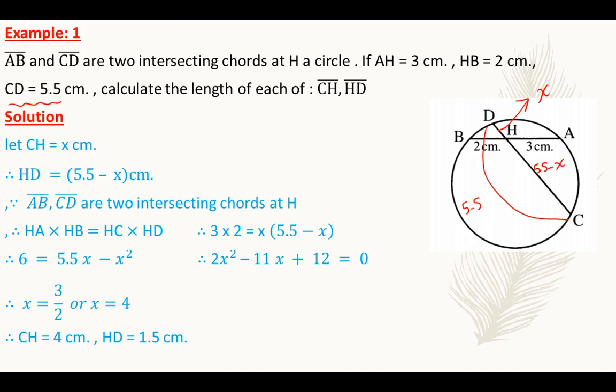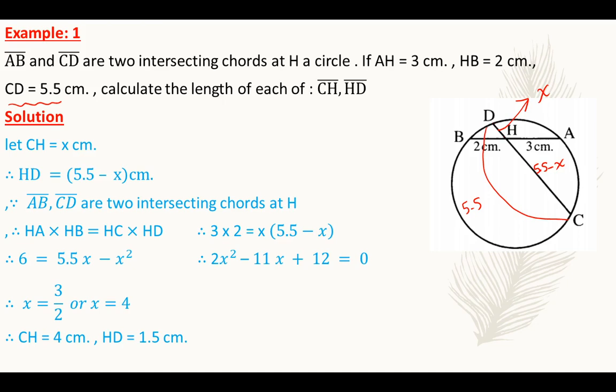So if DC, its length equals 6, and DH will be x, so HC will be 6 minus x. Again, if CD, its length equals 10 centimeters, we will suppose that HD, its length will be x, so CH will be 10 minus x. And in this example, we know that CD equals 5.5, so we will let HD equal x, and CH will be 5.5 minus x.